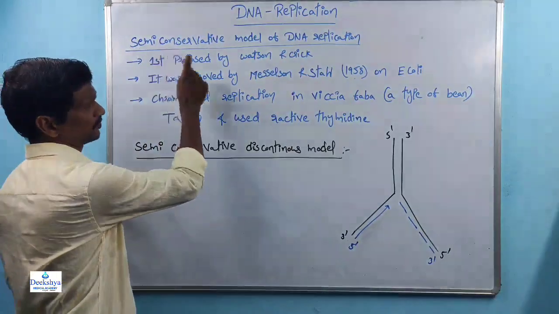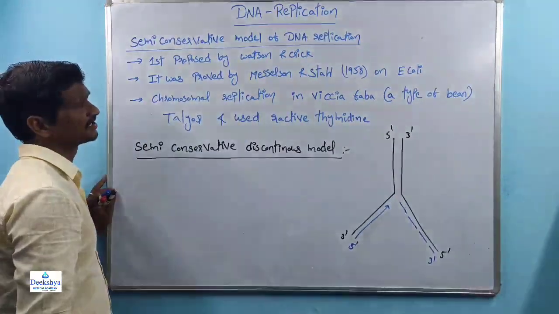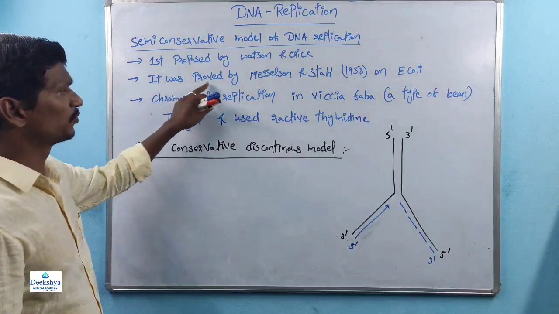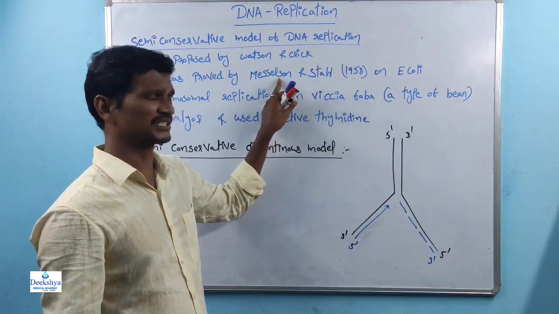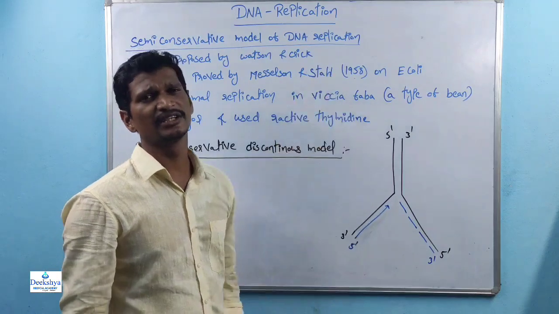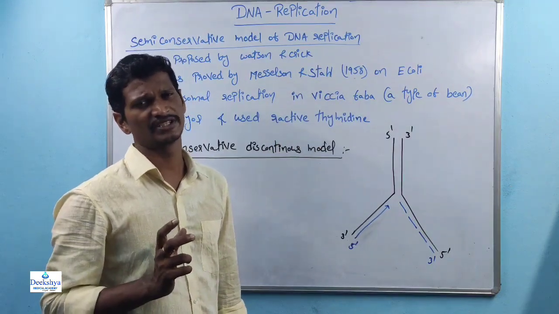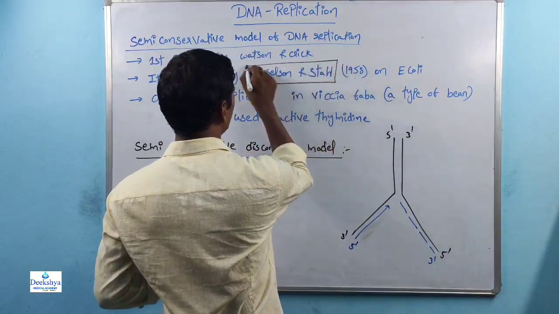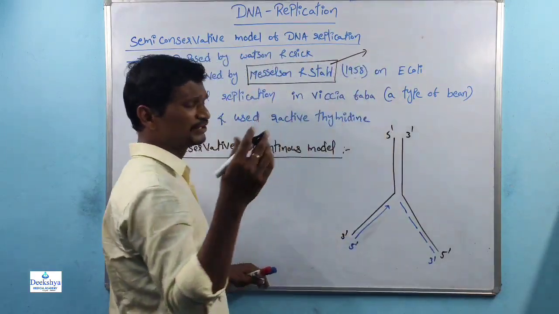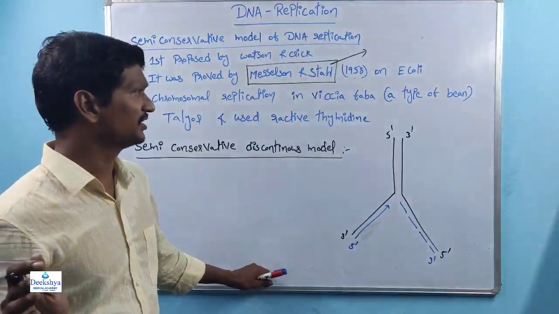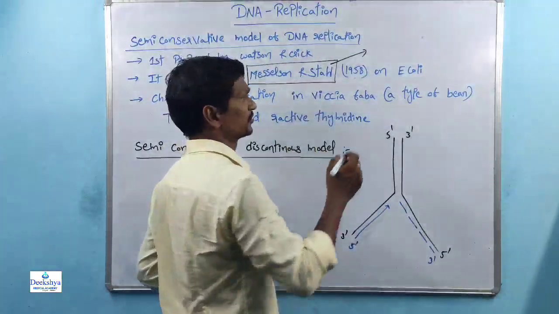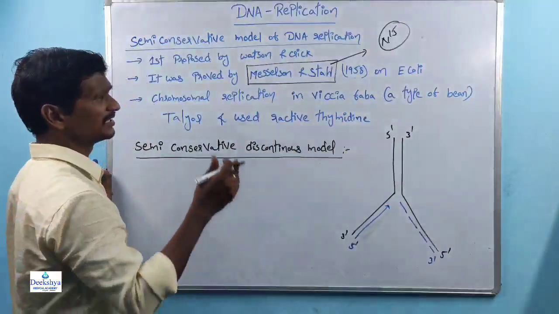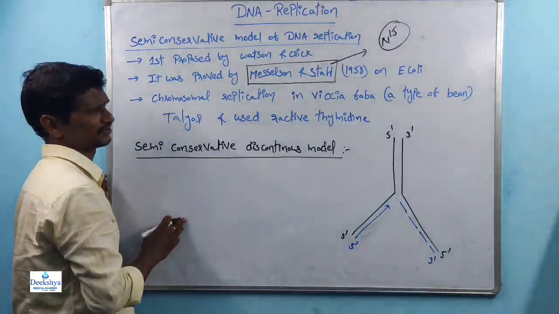The semi-conservative model was first proposed by Watson and Crick, right? And it was proved by Meselson and Stahl. The Meselson and Stahl experiment was done on E. coli. So remember, Meselson and Stahl did not use radio-labeled substances. They used heavy isotopes, N15. They used heavy isotopes, but they did not use radio-labeled substances, right?